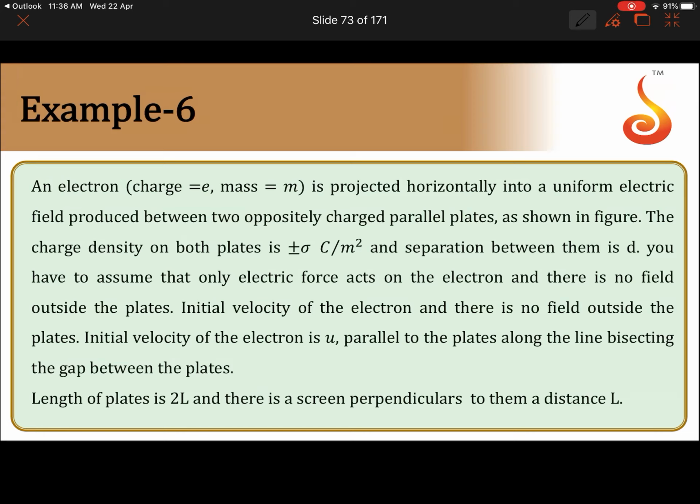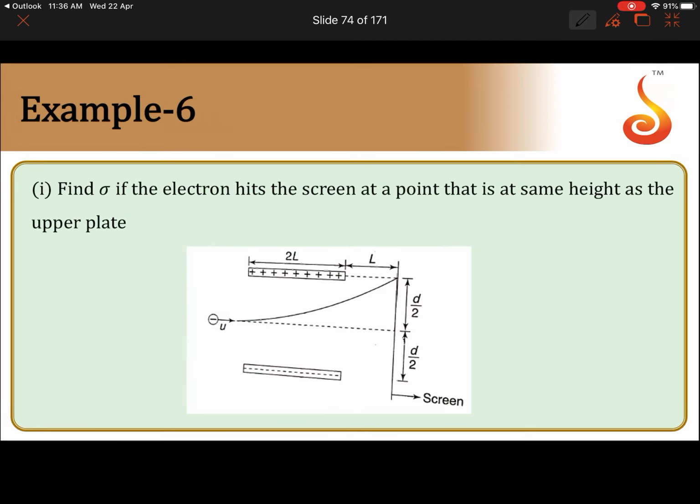Initial velocity of the electron is u, parallel to the plates along the line bisecting the gap. Length of the plate is 2l, and there is a screen perpendicular to them at a distance l. Find sigma if the electron hits the screen at the same height as the upper plate. Is there any other part? No.